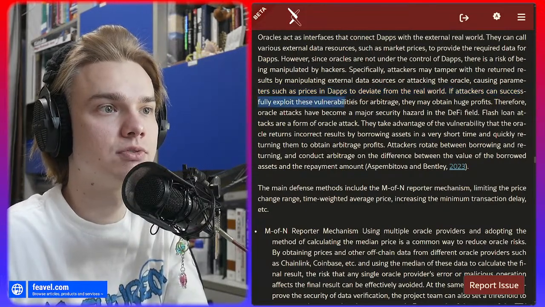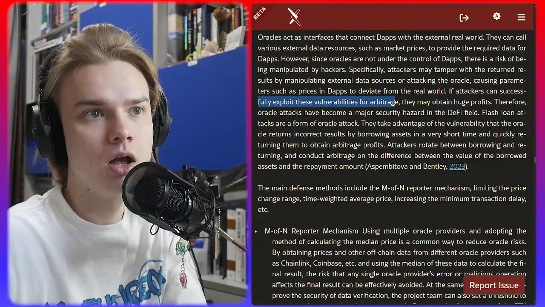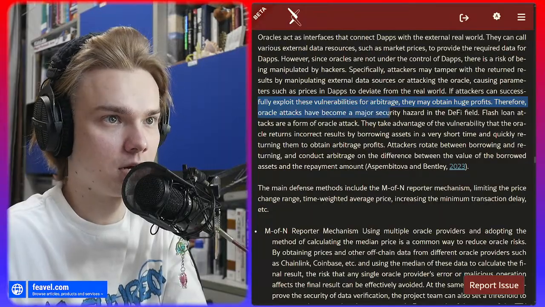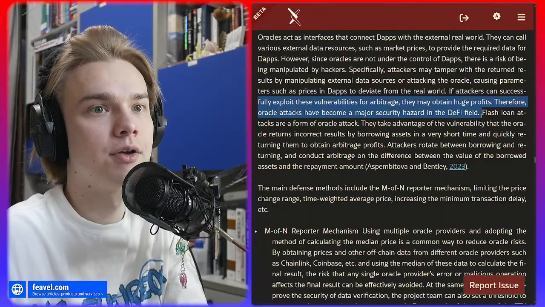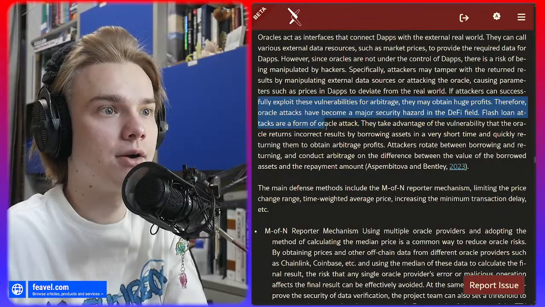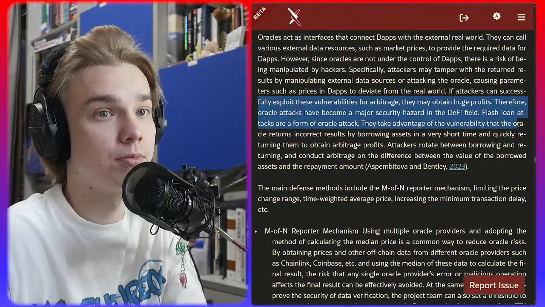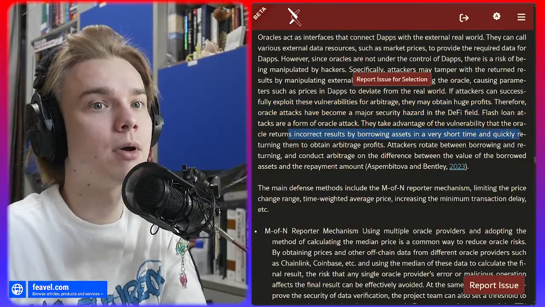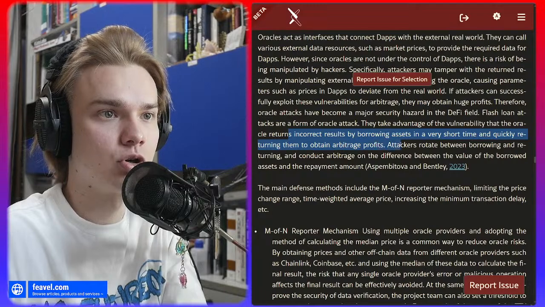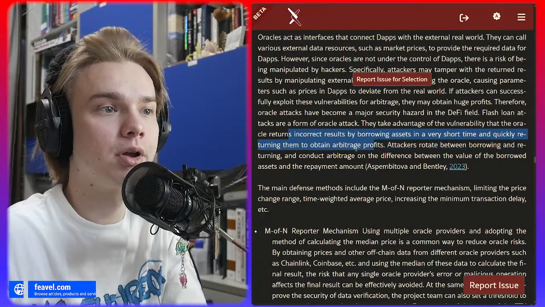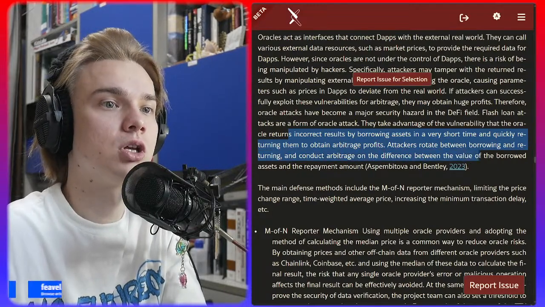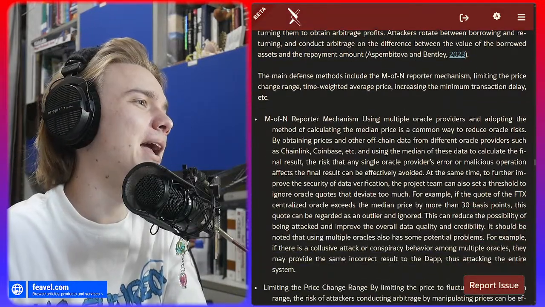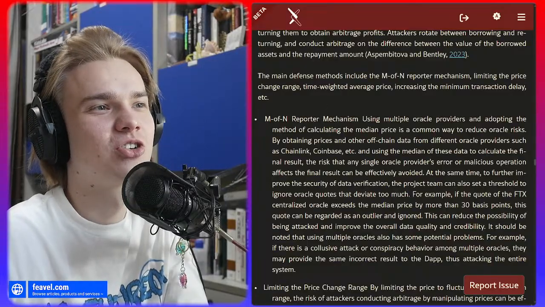If attackers can successfully exploit these vulnerabilities for arbitrage, they may obtain huge profits. Therefore, oracle attacks have become a major security hazard in the DeFi field. Flash loan attacks stem from the oracle attack. They take advantage of the vulnerability that the oracle returns an incorrect result by borrowing assets in a very short time and quickly returning them, obtaining arbitrage profits. Attackers rotate between borrowing and returning and conduct arbitrage of the difference between the value of the borrowed assets and the repayment amount. Man, this is just crazy smart.